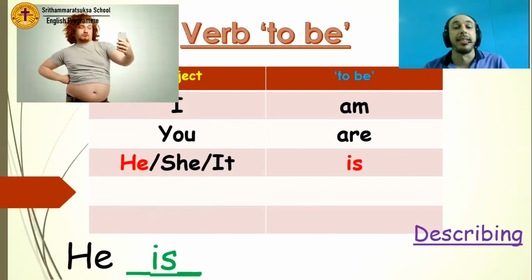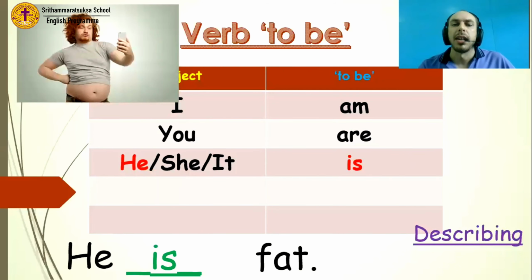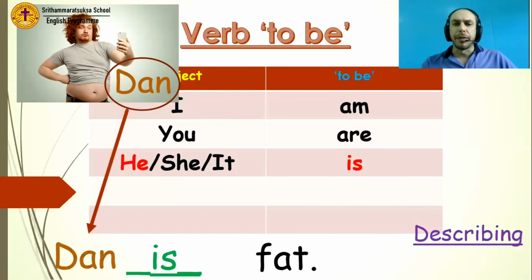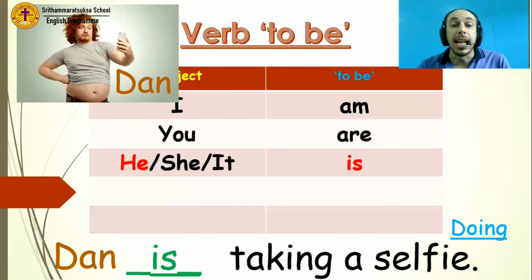he is fat. But we can give he a name. Let's say his name is Dan. Now, we can use his name in the sentence instead of he. But what happens to the verb to be? When we take Dan, his name, switch it with the pronoun he, did the verb to be change? No, it still is. So now we have Dan is fat. Okay? Let's look at another example sentence. Dan is taking a selfie.